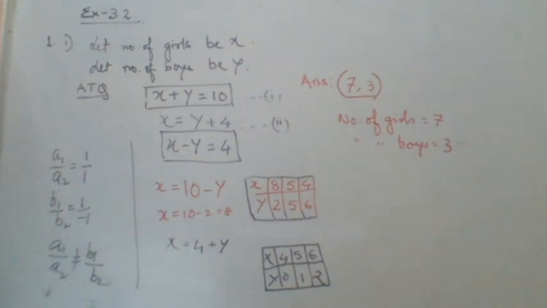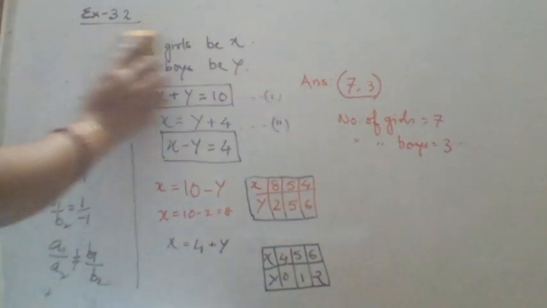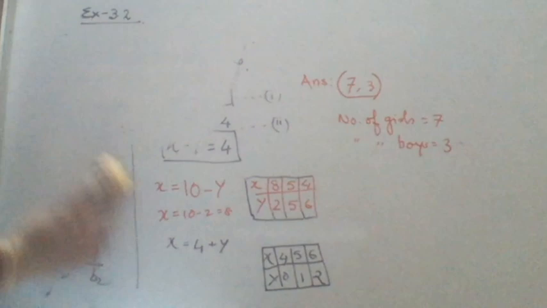Similarly, you can do the second part also, where you have been asked that pencils and pens together cost 50, and 7 pencils and 5 pens together cost 46. This question I leave for you. Do it as homework. Now question number 4. Questions 2 and 3 I did yesterday. Now today we are doing exercise 3.2, question number 4.